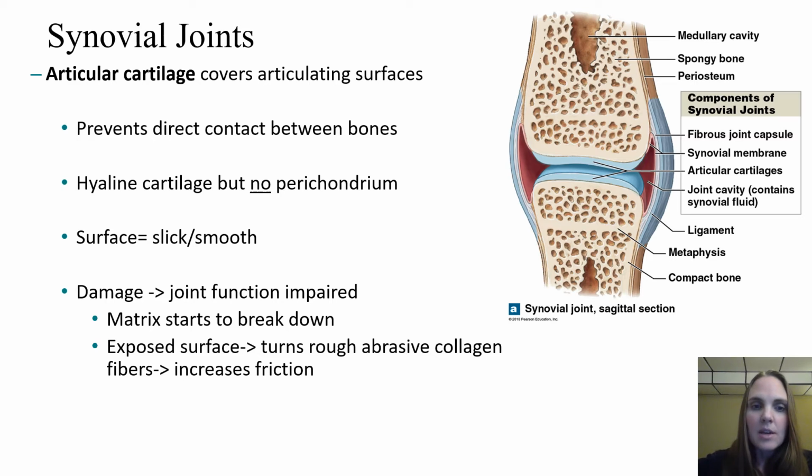fluid. So flowing within this, let's see, we'll do blue. Floating between these articular cartilages and on either side is actually synovial fluid that, remember, is produced by that synovial membrane. Damage can occur to this cartilage, and unfortunately that can impair joint function. The matrix of the cartilage itself can start to break down, and then exposed surfaces of the cartilage and eventually the bone can change to rough, abrasive surfaces, which is going to increase friction.